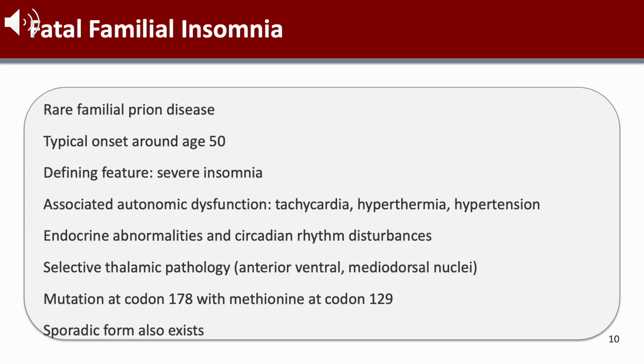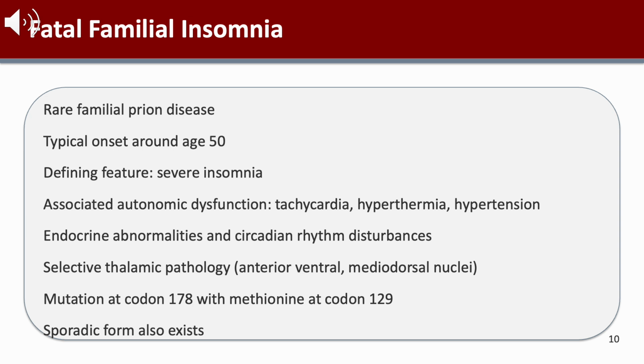Fatal familial insomnia is a rare but fascinating form of prion disease characterized by a mutation at codon 178 of the prion protein gene. The defining clinical feature is severe insomnia with complete loss of normal sleep architecture, including both slow wave and rapid eye movement sleep. Patients experience progressive inability to sleep, accompanied by prominent autonomic nervous system dysfunction, including tachycardia, hypothermia, hypertension, and excessive sweating. Endocrine abnormalities and disturbances of circadian rhythm are also prominent.